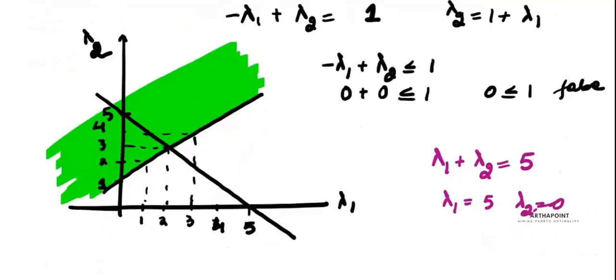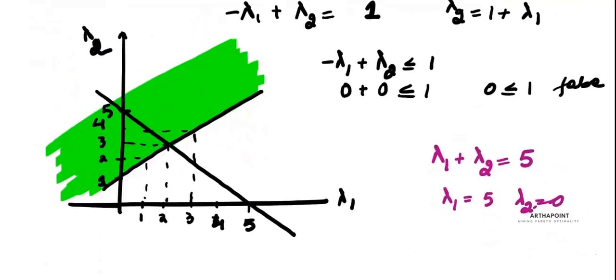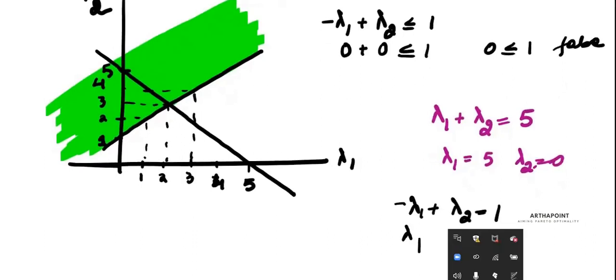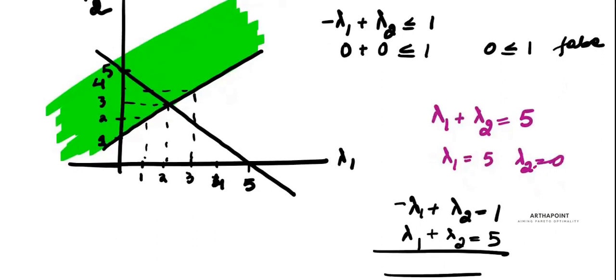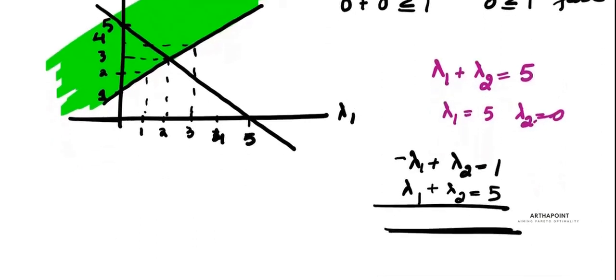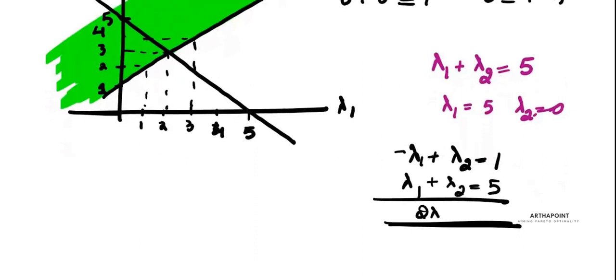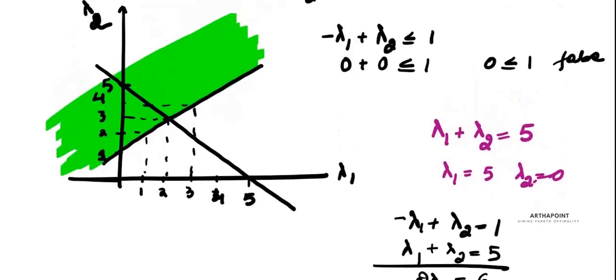Now you can also find where these 2 lines meet each other. If your first line is minus lambda 1 plus lambda 2 equal to 1, and your second line is lambda 1 plus lambda 2 equal to 5, you can solve these 2 lines simultaneously. If I add the 2 equations together, I get 2 lambda 2 is equal to 6. So lambda 2 is 3 and lambda 1 will become 5 minus 3, which is 2. So the point of intersection of these 2 lines will be exactly this, 2, 3.